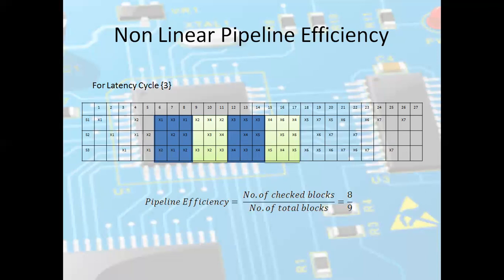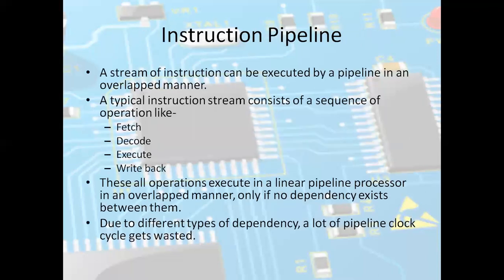The occupied blocks are 8 and the total blocks are 9, so the same answer will be there. Number of checked blocks is 8 and the number of total blocks is 9. So that is represented in the efficiency of the pipeline. Now we will discuss the next topic, that is the instruction pipeline.